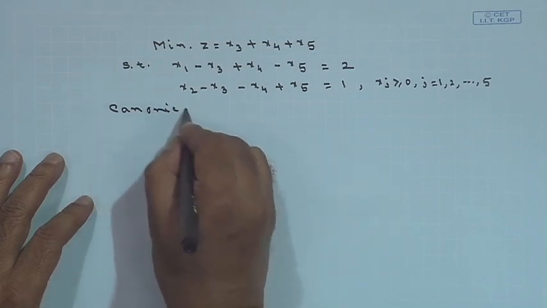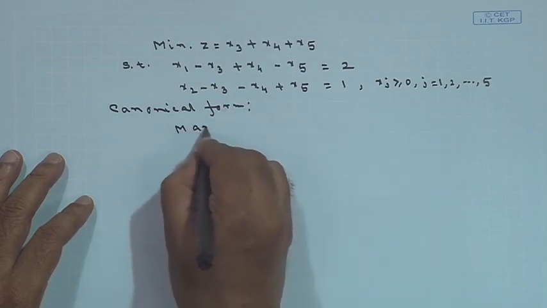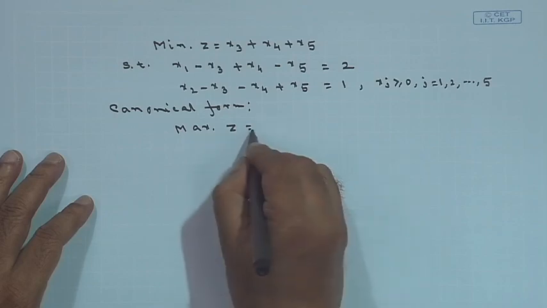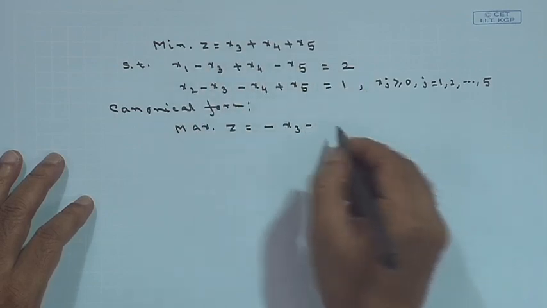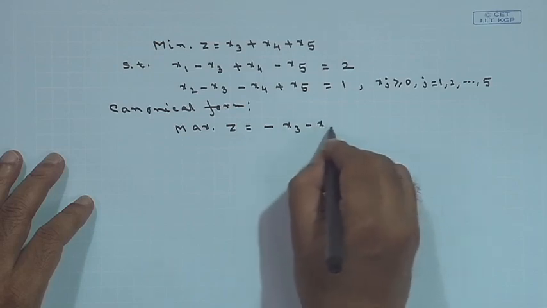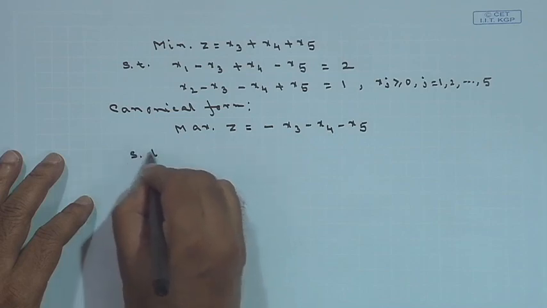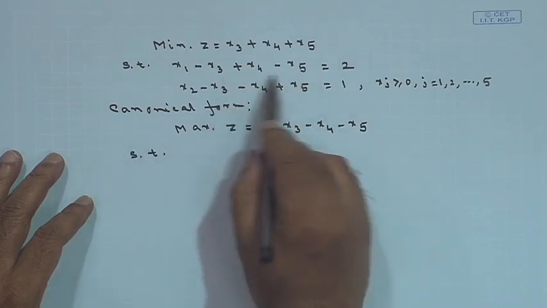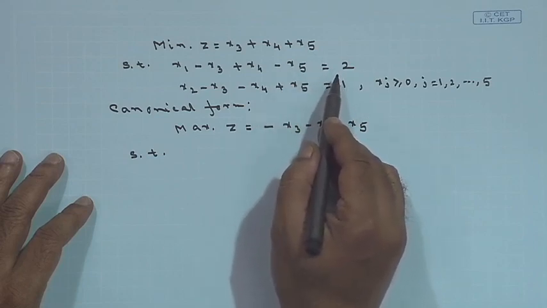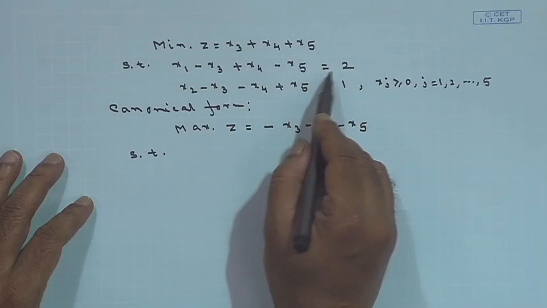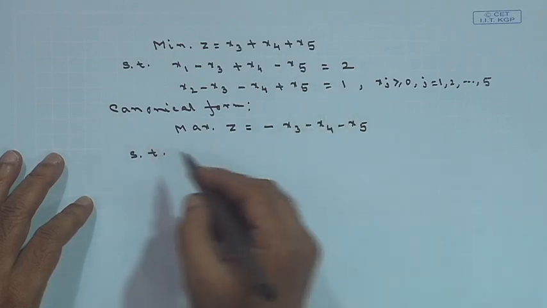of this problem. Canonical form of this problem means I have to make it a maximization problem. So, maximize will be of minus, since you already know max of z equals min of minus z. So, minus x3 minus x4 minus x5 subject to this. I will write it as greater than or equal to, less than or equal to, and then the greater than or equal to, I will make it less than or equal to by multiplying by a negative sign.